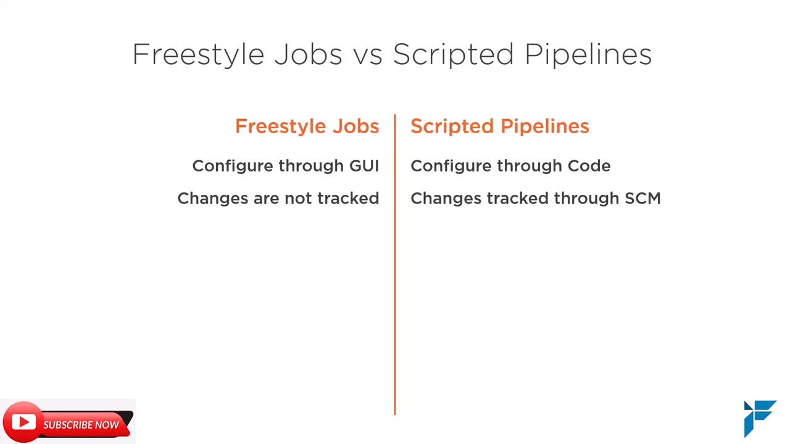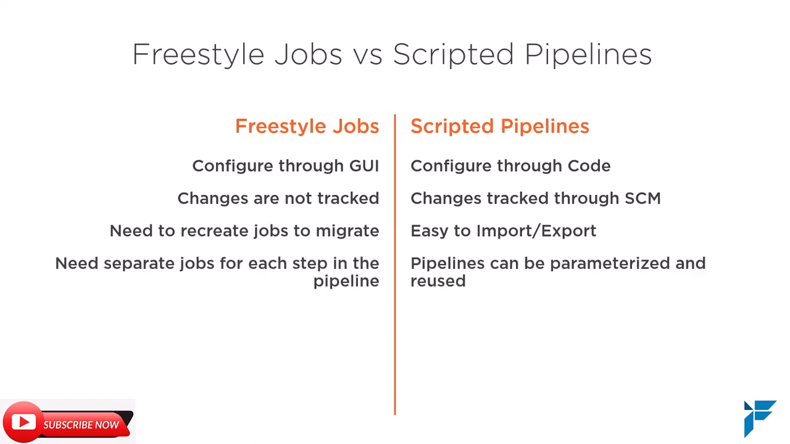Another difference with freestyle jobs, if you need to move them to a different Jenkins server or change hardware, you're pretty much recreating them from scratch. With Jenkins scripted pipelines, you just import the new pipeline wherever you want it to be. Another difference is with freestyle jobs, you need a separate job for each step in the pipeline. It's actually a best practice, using a series of freestyle jobs, to use a different job for each significant step in the pipeline, like build, test, or deploy, and then put them all downstream from one another. That way you know if your pipeline fails, where it fails, and how to address it.